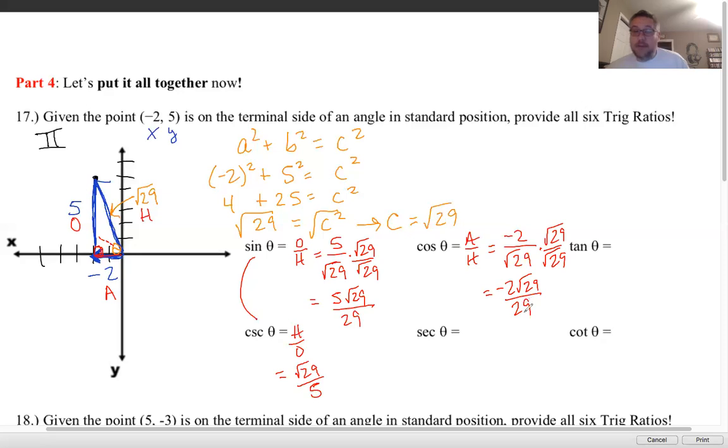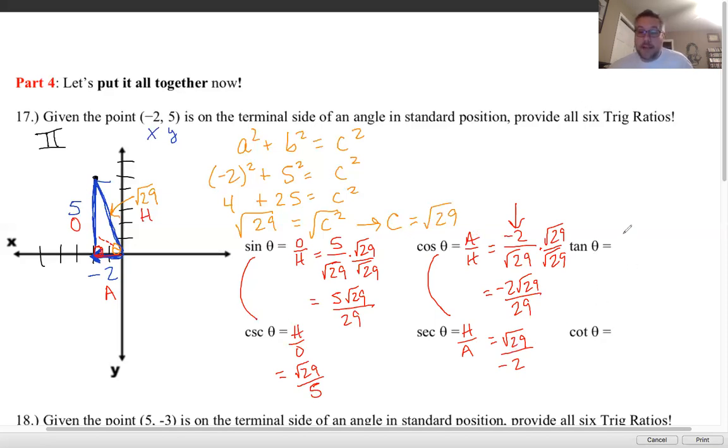Can't be simplified further. Might as well now do secant, because these two are reciprocals. They're related. If cosine is a over h, secant is h over a. Go back to the original fraction. Instead of -2 over root 29, flip it. Root 29 over -2. Is the square root in the bottom? Nope. So you're done. It's perfect. All right, keep it moving.